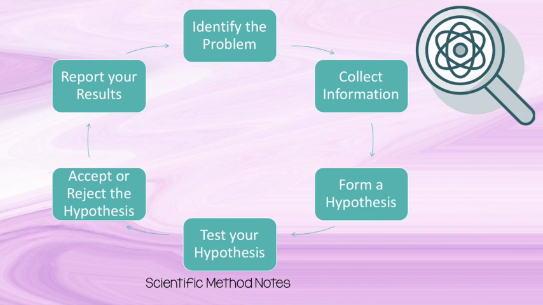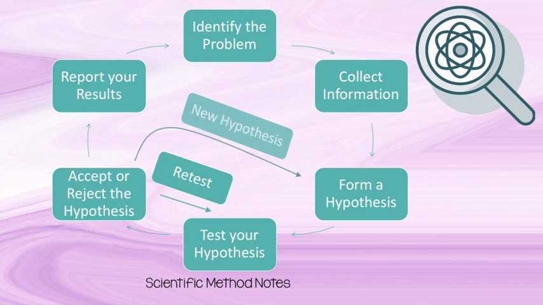So here's what our general process is going to look like. We're going to identify a problem, collect information about that problem, form a hypothesis, develop and test an experiment, accept or reject our original hypothesis, and report our results.